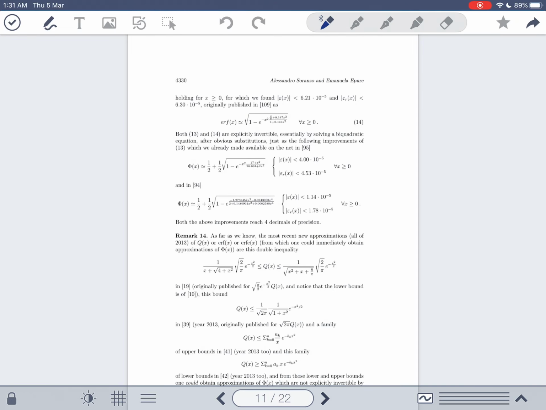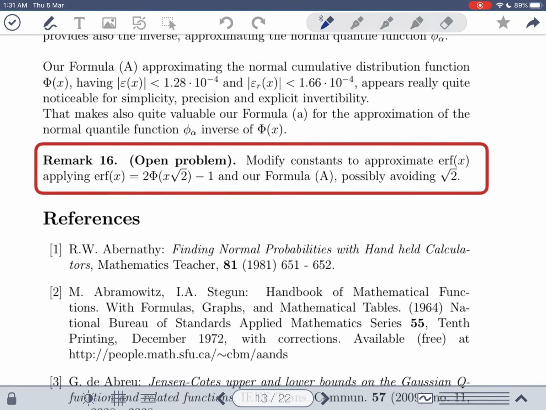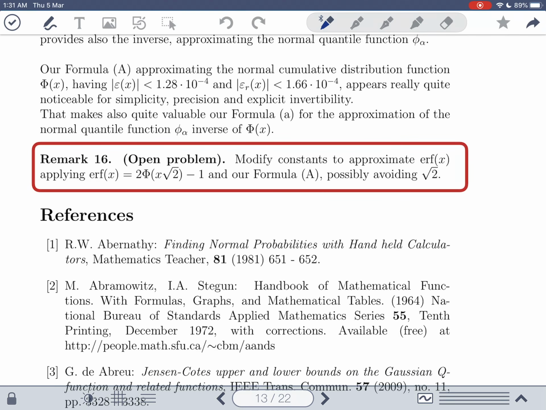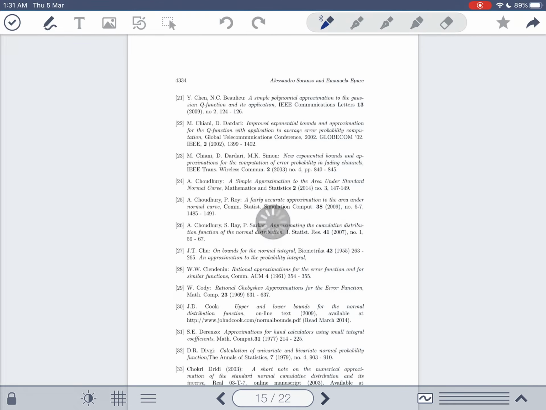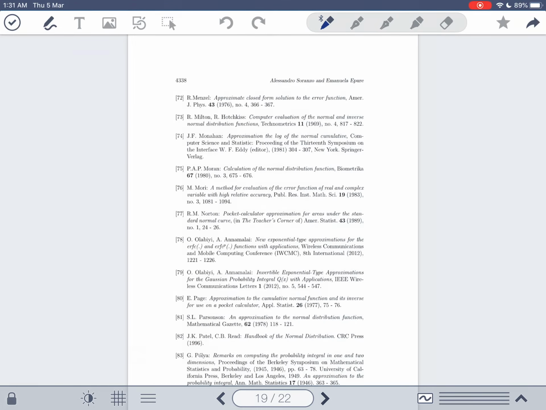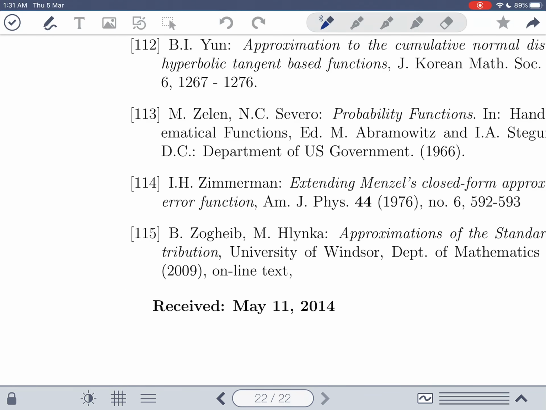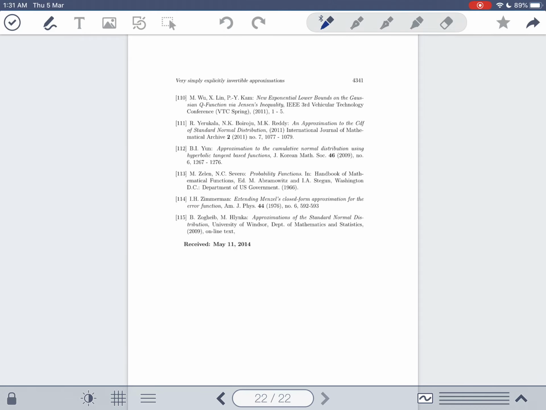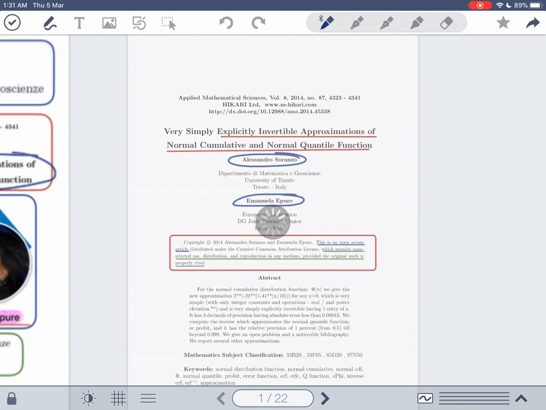This paper is about 10 pages long. It ends with an open problem that, if you're interested, you can work on. If you understand the paper, you probably would be able to solve this. And look at how many references this paper has. The references are so many that, what is the last page, 22? They have 115 references to this paper. So it's good work, done in 2014.